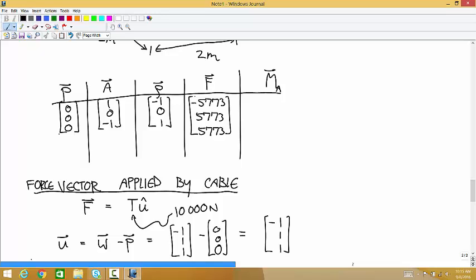And then the last step is the moment is just the cross product of rho and F. So if you take the cross product, you get negative 5773, 0, negative 5773. This one's in newtons. This one's in Newton meters.